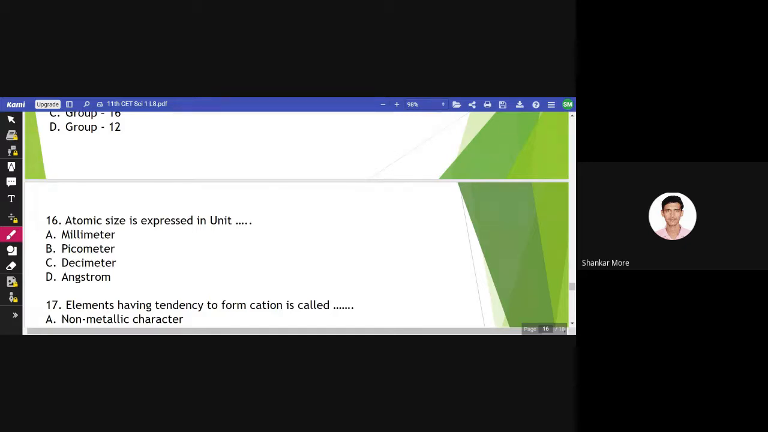Now tell me, 1 picometer is equals to how many meters? एक picometer, ये p भी small चाहिए, ये small p है. 1 picometer is equals to how many meters? 10 raised to the power minus 12 meters. Very good. So 10 raised to the power minus 12 meters is the correct answer.